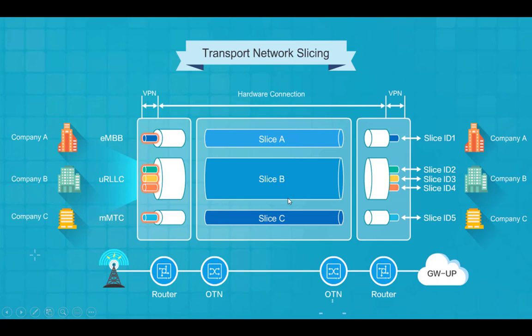At a time we cannot provide all these 3 things. That's why we slice each thing separately. First, gNB connects to the router, then connects to the OTN, and on the receiving end the OTN connects to the router, and the router connects to the GW app. In this way, transport network slicing is done.